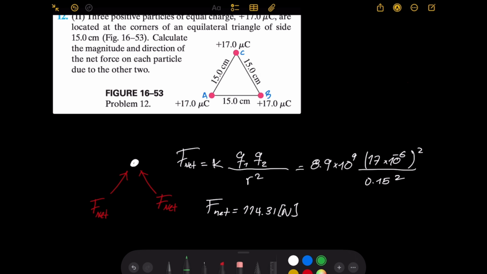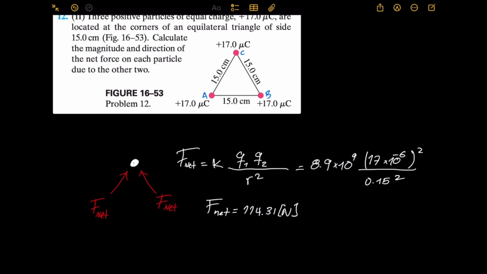Now we know they have an angle. This net force has a specific direction. So what is the angle for an equilateral triangle? This is 60 degrees, right? So that's what they have here, 60 degrees.